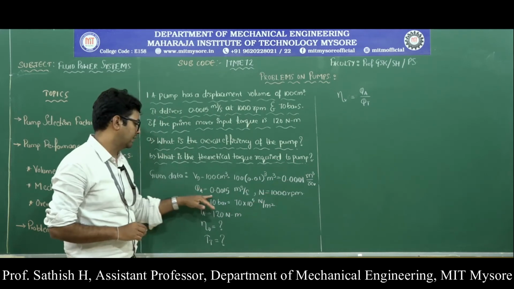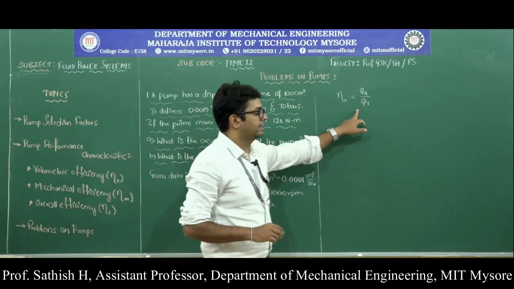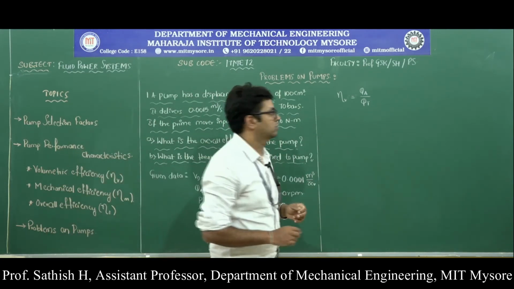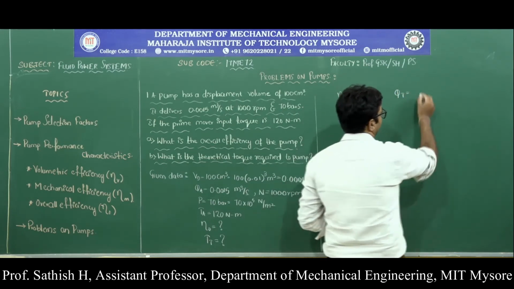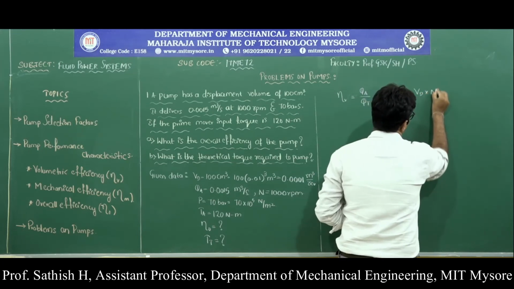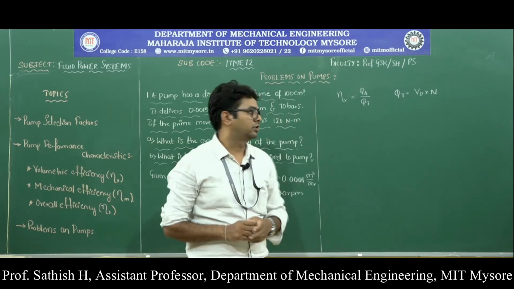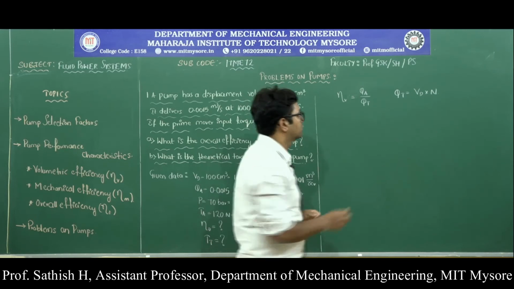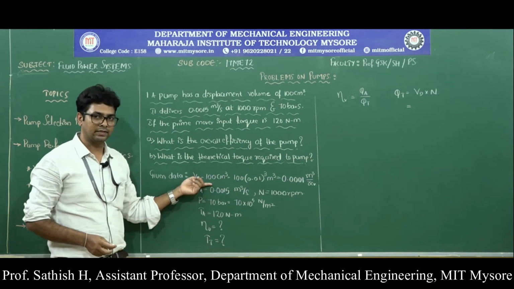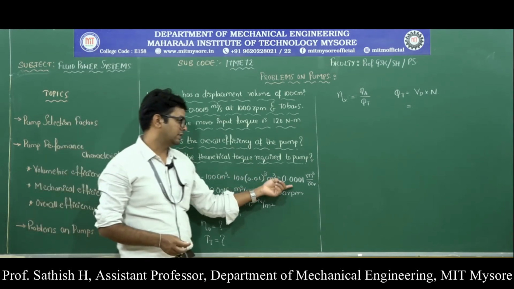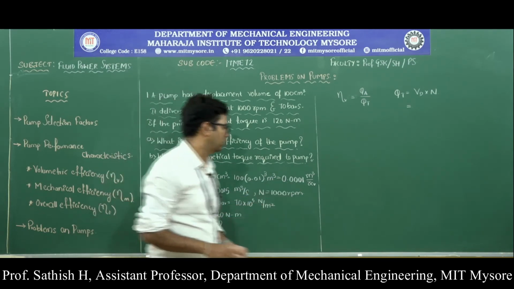If you look at the data, the actual flow rate is given, equal to 0.0015, but the theoretical flow rate we have to find out. QT is given by Vd times N, that is, volumetric displacement times the speed of the pump. The Vd given is 100 centimeter cube, which we have converted to 0.0001 meter cube per revolution.